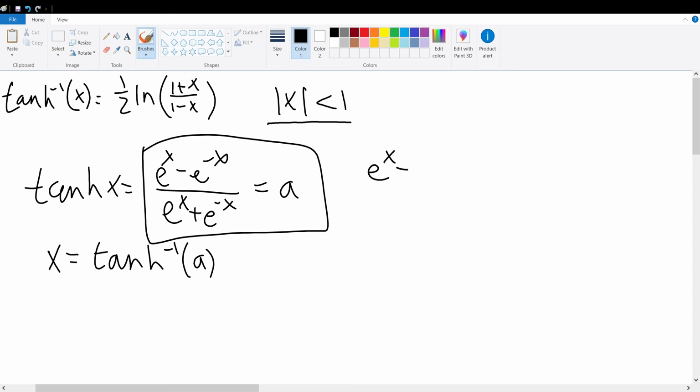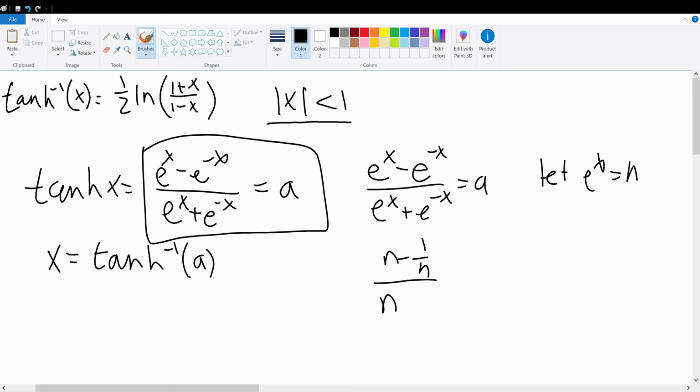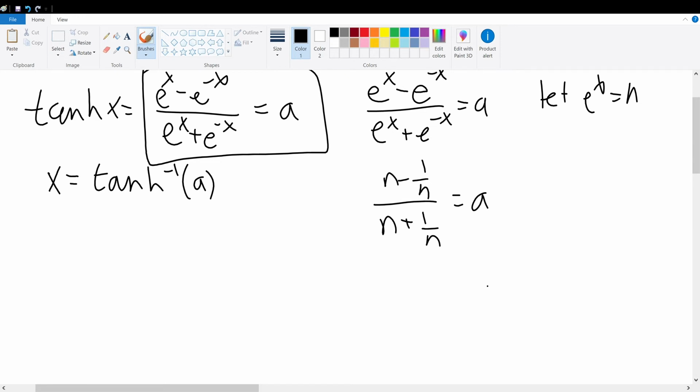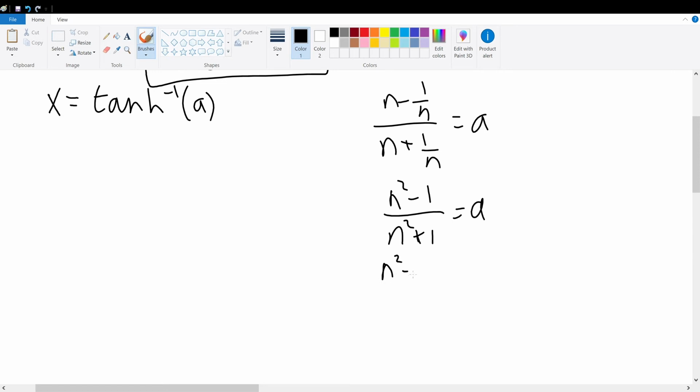e to the x minus e to the negative x divided by e to the x plus e to the negative x is equal to a. We're going to assume e to the x to be equal to n. Therefore, (n minus 1 over n) divided by (n plus 1 over n) will be equal to a. We can simplify both the numerator and denominator to get (n squared minus 1) divided by (n squared plus 1) is equal to the variable a. Multiplying n squared plus 1 on both sides to get n squared minus 1 is equal to a times (n squared plus 1), which is equal to a n squared plus a.